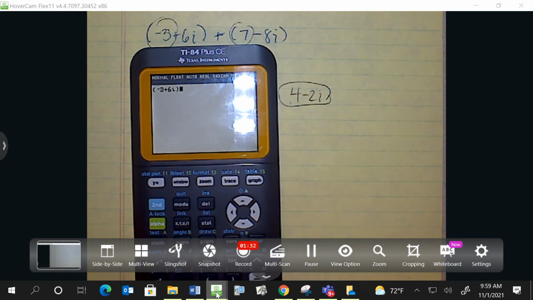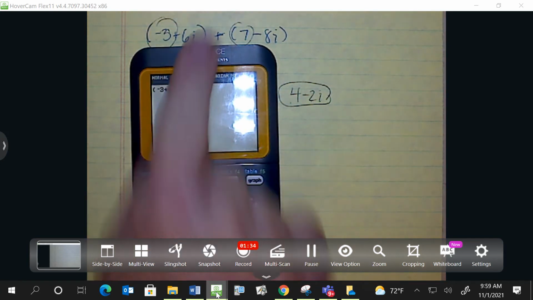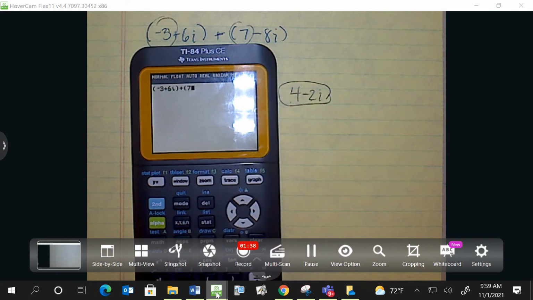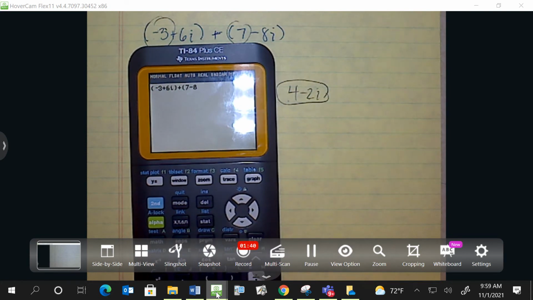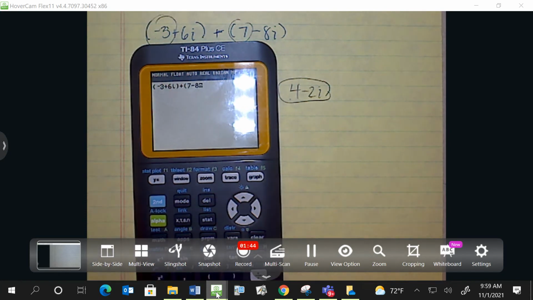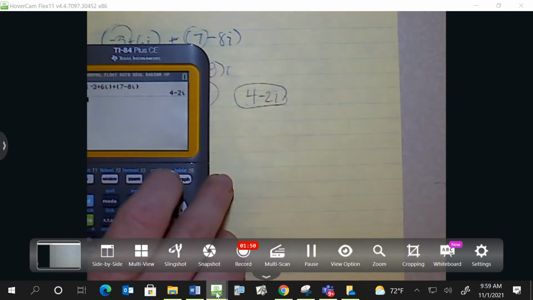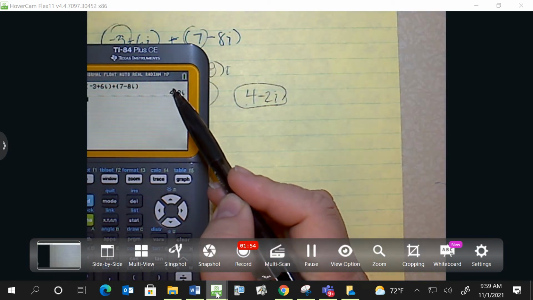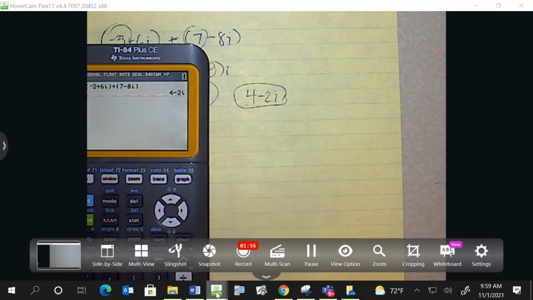And end parenthesis. In this problem, we're going to do addition. Start the second parenthesis. 7 subtract 8, not negative. Again, we need to insert an i, so we're going to hit the blue key. Go below the 2 to the decimal and end parentheses, and we can see the exact same answer. Your calculator will always provide you the answer, and it should be in standard form. So it's going to be the real portion followed by the imaginary portion.